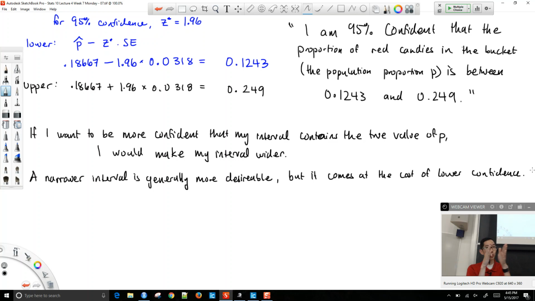If you can make a more narrow interval, then it's generally more useful because you have a better idea of what value you're dealing with. The trade-off is you're less confident about that range that you've given me, okay? And the only way you can have a narrow interval and maintain high confidence is by collecting more data.